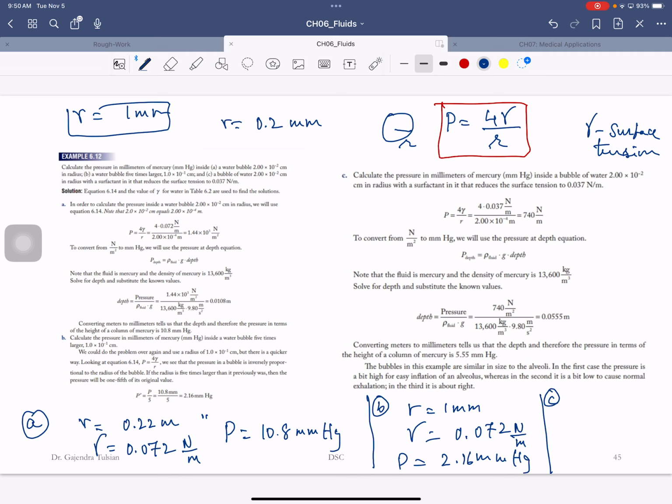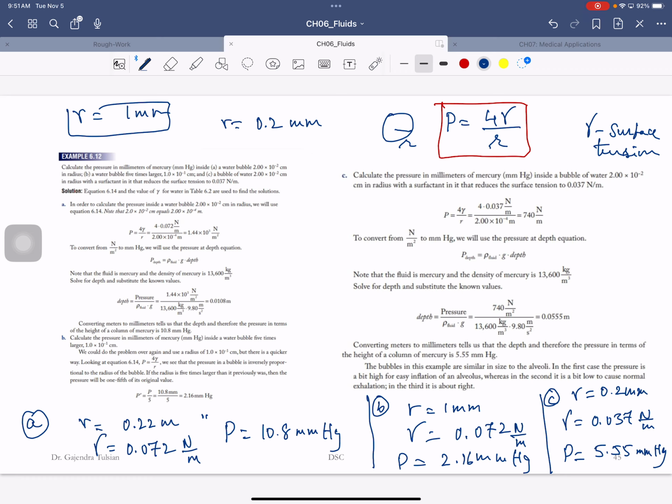Part C, the radius is 0.2 millimeters, so the same size radius. Gamma is reduced. This is with a surfactant, and that's what happens in your alveoli. Your alveoli have surfactants, and the surface tension is reduced to 0.037 Newton per meter. So the pressure inside is 5.55 millimeters of mercury. Okay, so I want you to remember that. Now let's see how breathing works.